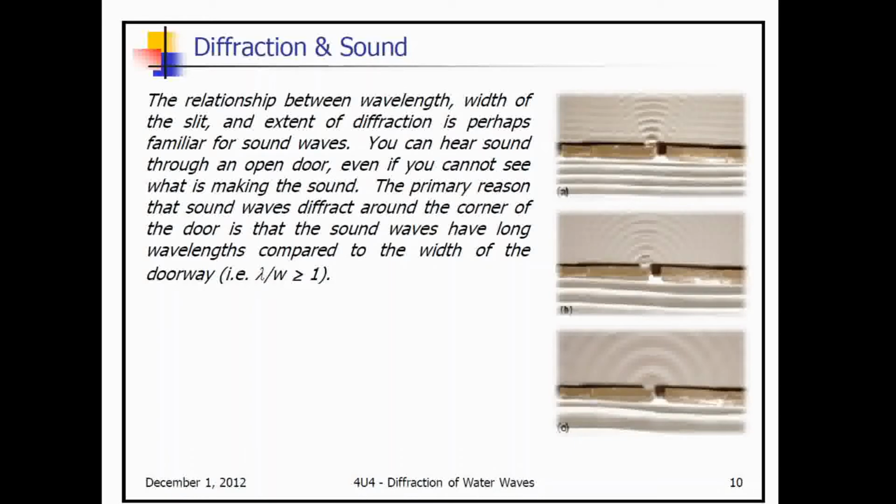So let's talk about sound a little bit more. The relationship between wavelength, width of the slit, and the extent of diffraction is perhaps familiar for sound waves. You can hear sound through an open door even if you cannot see what is making the sound. The primary reason that sound waves diffract around the corner of a door is that sound waves have long wavelengths compared to the width of the doorway. A sound wave is usually much larger than an ajar door, so we would have that diffraction occur around a door.